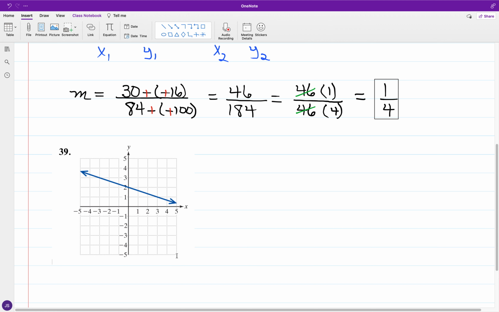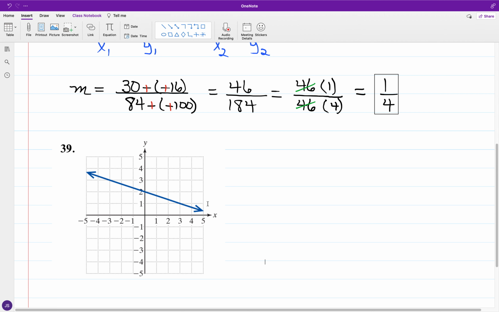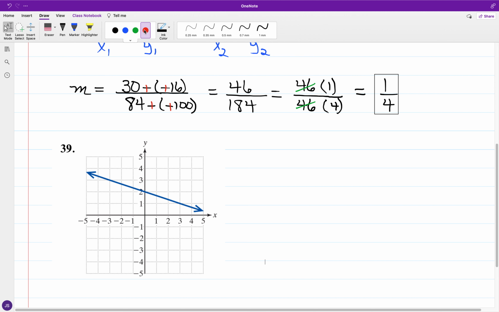Yeah, so we have, in the case of number 39, a downward sloping line. If we try to determine the slope, you could determine the slope visually, or just pick 2 points that would belong to the graph. So it looks like we have a y-intercept at 0, 2.